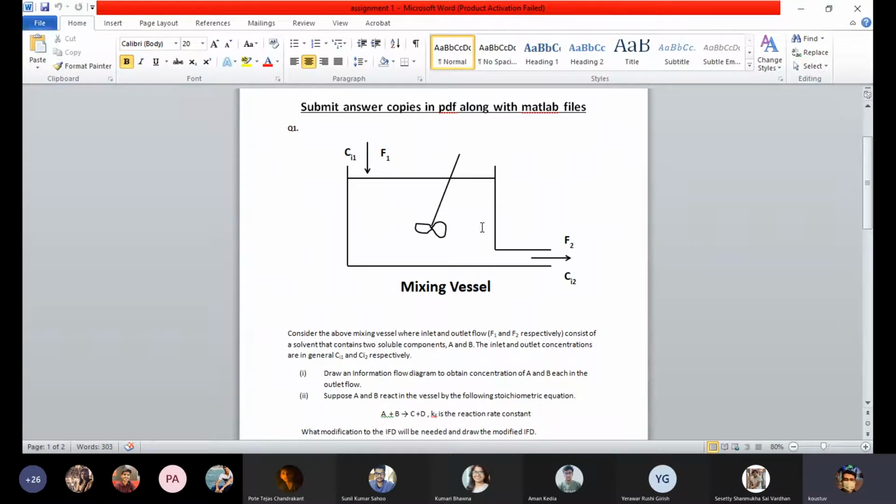Any other doubts? Sir, if we are adding A and B separately, then will we also have to take height as a variable? Oh, that you have to consider. It is not explicitly mentioned, but since this is a mixing vessel tank, there is always a liquid height that has to be there. So think about it, and accordingly you have to draw the information flow diagram.